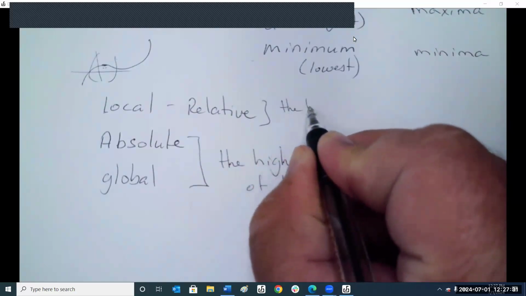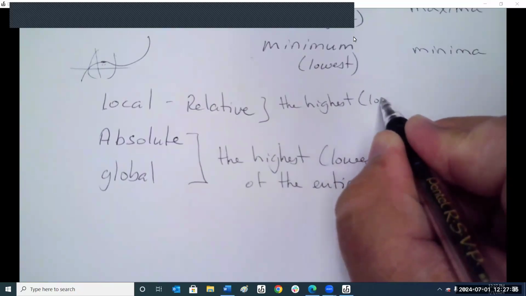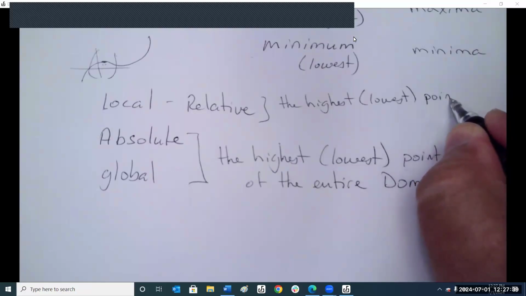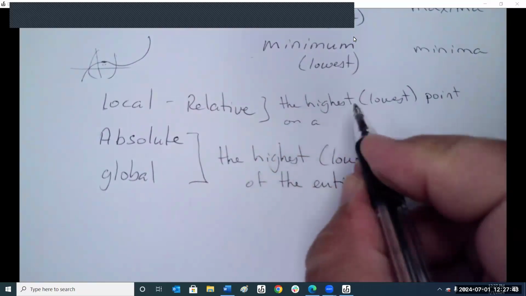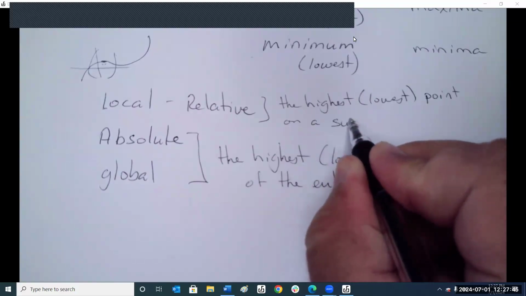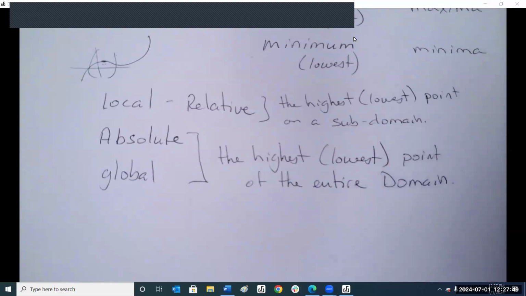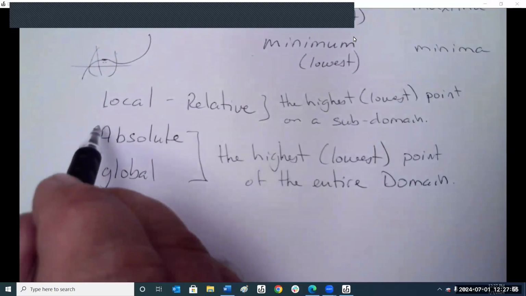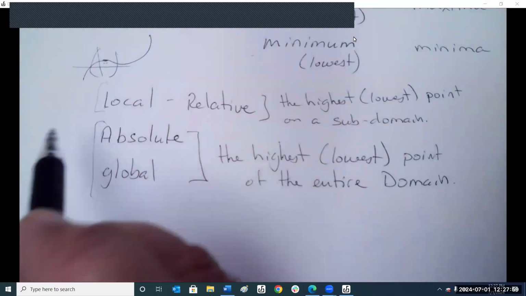So it's the highest or lowest point on a subdomain. So you can look at absolute would be the entire United States. Local would be the states.